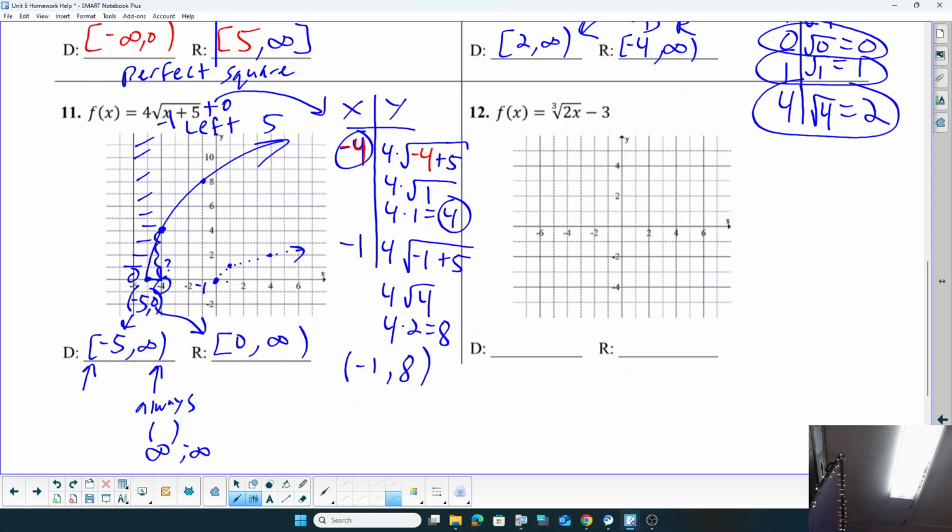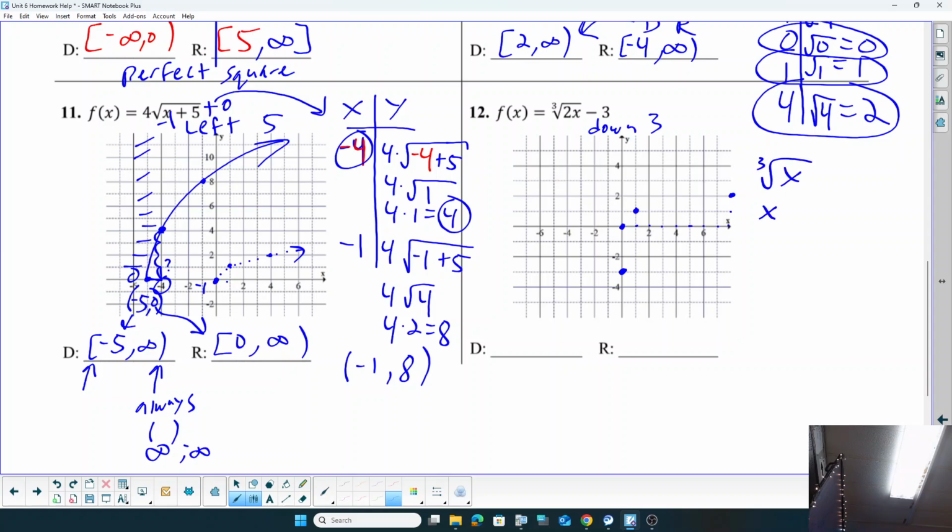Okay, then last but not least is the cube root. So the cube root is going to be -3. So instead of 0, 0, we're going to be down here at -3, because that means down 3. Now the cube root is usually over 1, up 1, and over 8, up 2. That's usually the cube root.